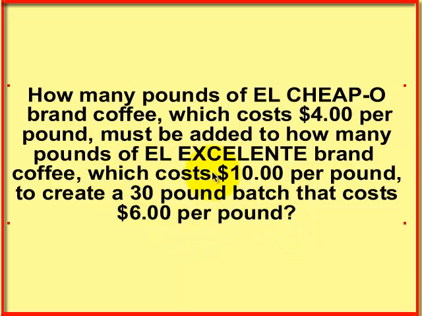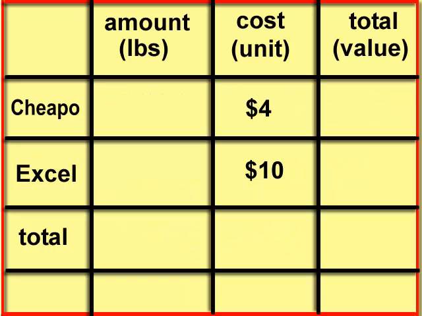They want a finished product of 30 pounds, okay? So if they want 30 pounds, that's going to be this number here in this total box, right? They want a total of 30 pounds. So if you have 30 pounds that cost $6 a pound, the total value of the new stuff is going to cost $180. All right, this is where it gets a little bit strange, but this is what I want you to do. I want you to feel your brain, okay?